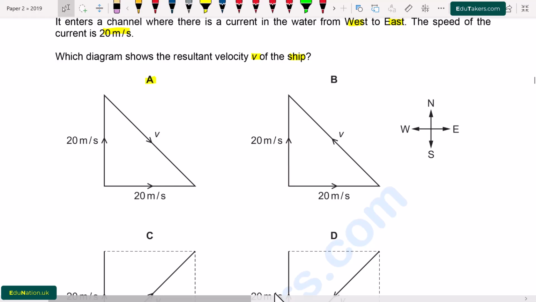In option A, we can see that the first vector is towards the north, while the second vector is towards east. But there is no addition according to the head to tail rule. According to the head to tail rule, if I draw the first vector, which is due north, the second vector must be such that its tail coincides with the head of the first vector. The second vector will be like that, which is also 20 meter per second, and the resultant will be from the tail of the first vector towards the head of the last vector.